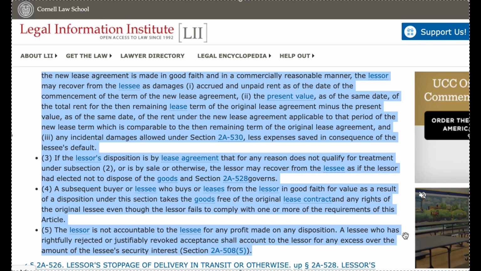5. The lessor is not accountable to the lessee for any profit made on any disposition. A lessee who has rightfully rejected or justifiably revoked acceptance shall account to the lessor for any excess over the amount of the lessee's security interest, section 2A-508(5).